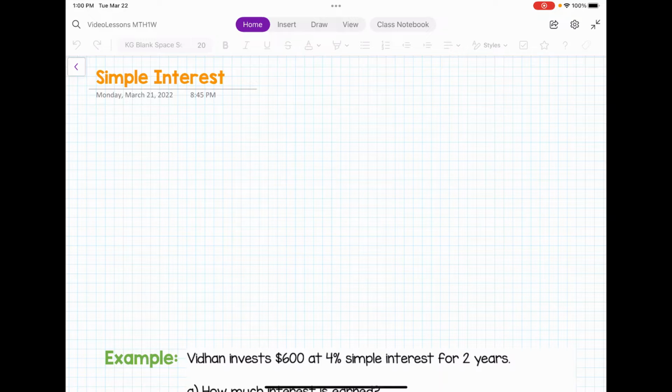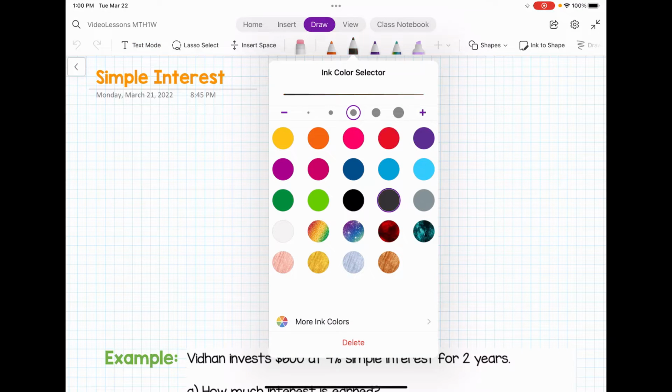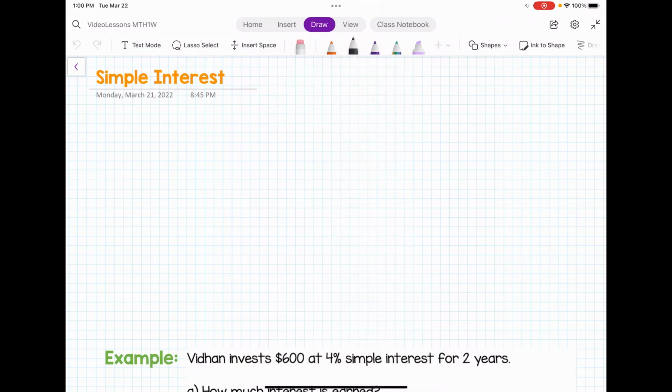This lesson is on simple interest. Now, simple interest, there's actually two formulas that we're going to use. The first one I'm going to show you is what we use if we just need to calculate the amount of interest that we earn or the amount of interest that we owe.